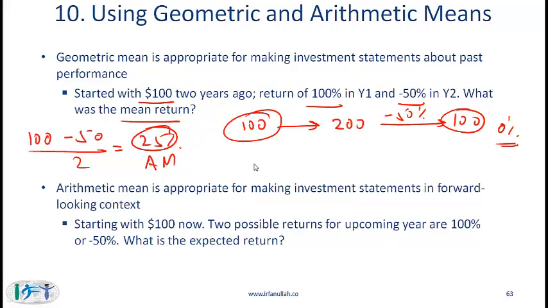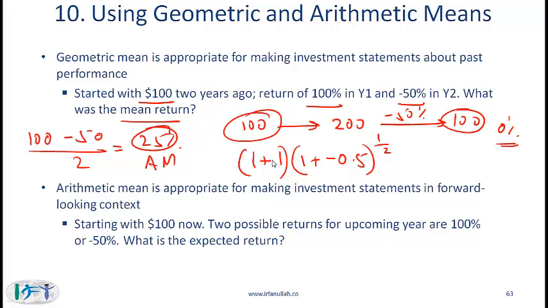If you recall, with geometric mean, you do 1 plus the return in the first year. A 100% return means you just do 1 plus 1. Remember, a 50% return would have meant that we do 1 plus 0.5. So a 100% return means that we do 1 plus 1. And then you multiply by 1 plus the return for the second year, which is actually minus 0.5. And then you raise to the power of 1 over 2.